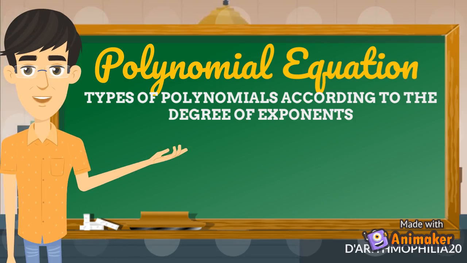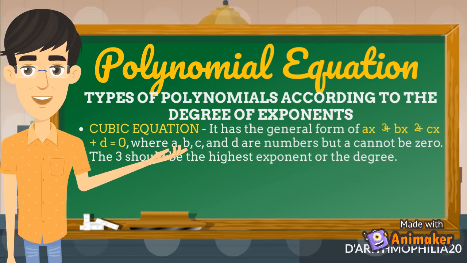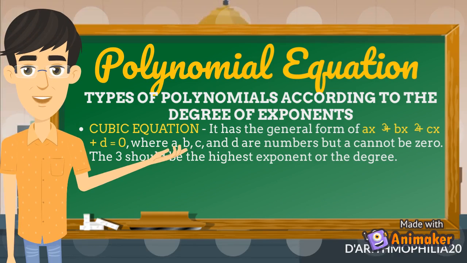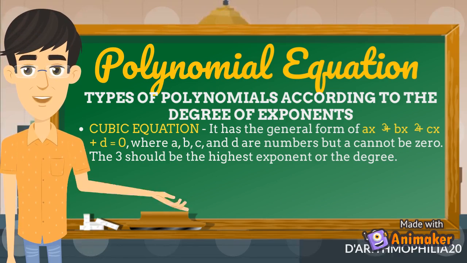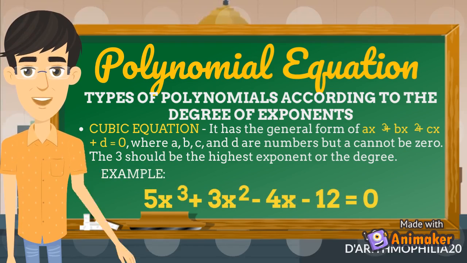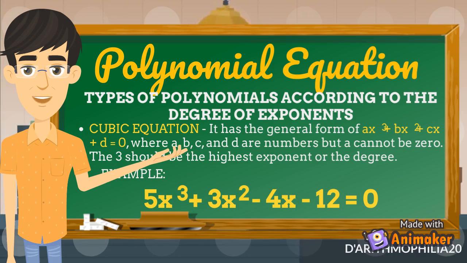The third type is cubic equation, which has a general form of ax^3 + bx^2 + cx + d = 0, where a, b, c, and d are numbers but a cannot be 0. Note that 3 should be the highest exponent or the degree. Example, 5x^3 + 3x^2 - 4x - 12 = 0.